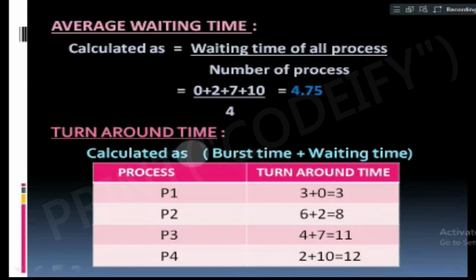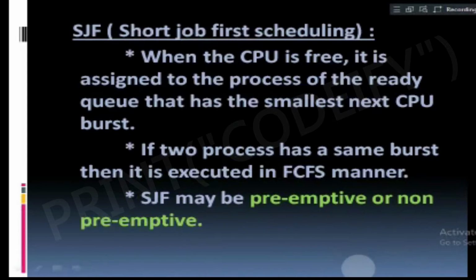Turnaround time is calculated as burst time plus waiting time. So for P1, the burst time is 3 and waiting time is 0, which gives 3. Similarly for P2, 8, P3, 11, and P4, 12.